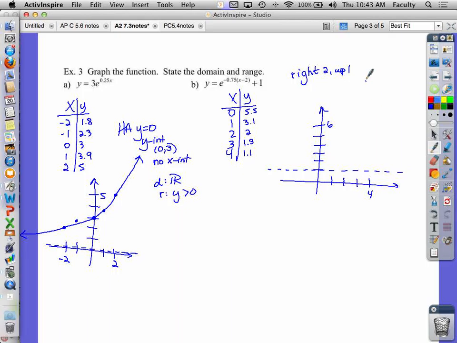Since the graph has been shifted up 1, now my horizontal asymptote changed. I have a y-intercept at (0, 5.5). This still does not have an x-intercept. The domain is always all real numbers. And now the range changed. It's y greater than 1. What is happening? Yes.